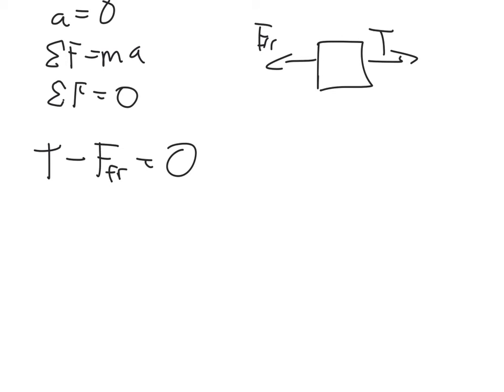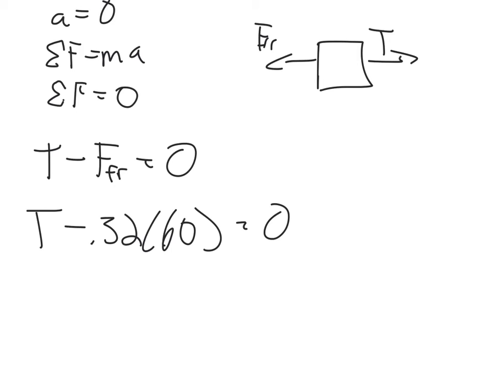So my force of friction, I believe the kinetic friction was 0.32. So 0.32 times the normal force. Up above, we solved that to be 60, minus T equals 0. And in order to move at a constant velocity, my tension is going to be 19.2 newtons. And as I'm doing this, I'm realizing that those two numbers probably should have gotten switched.